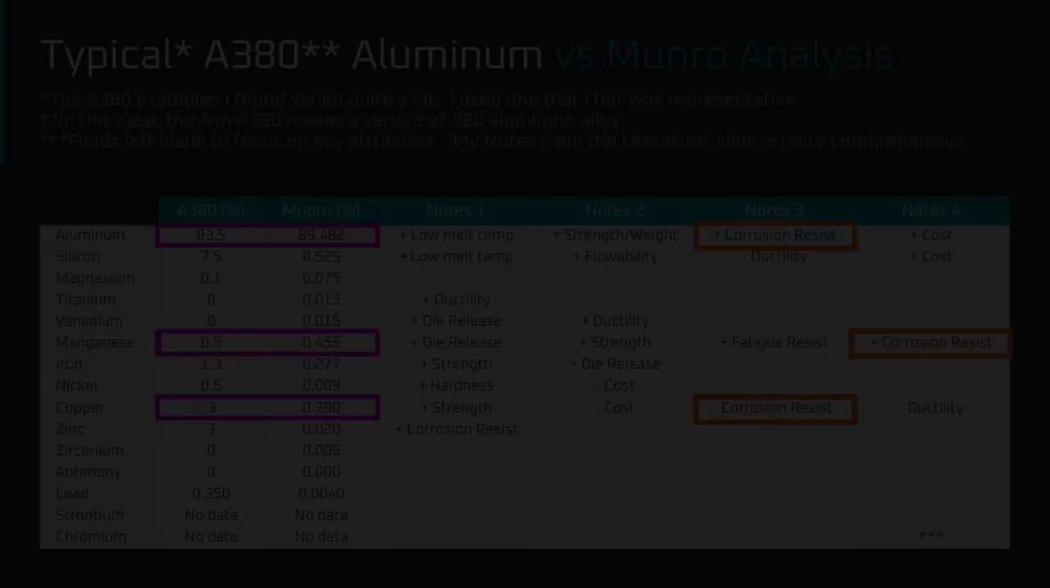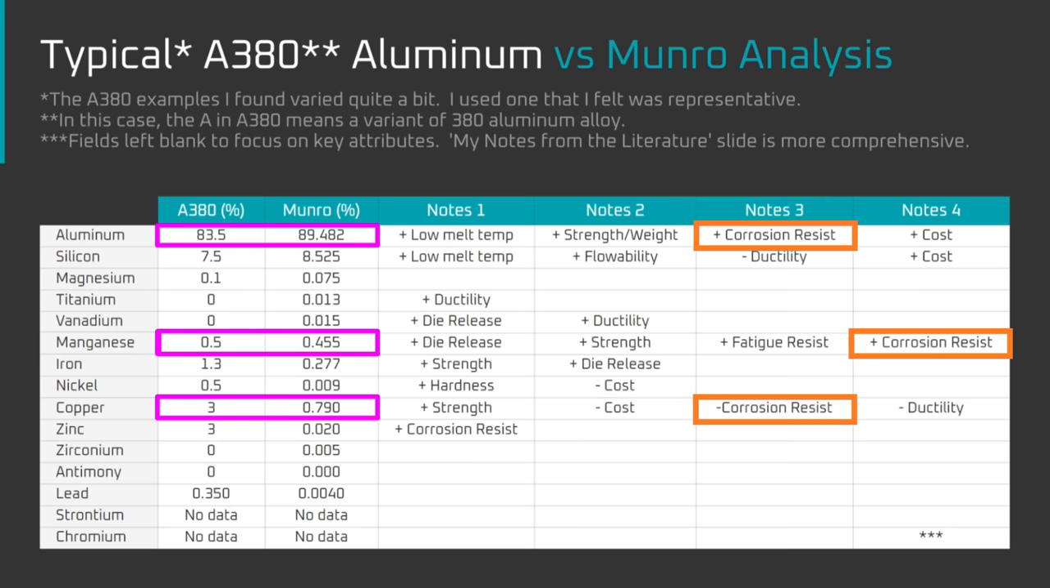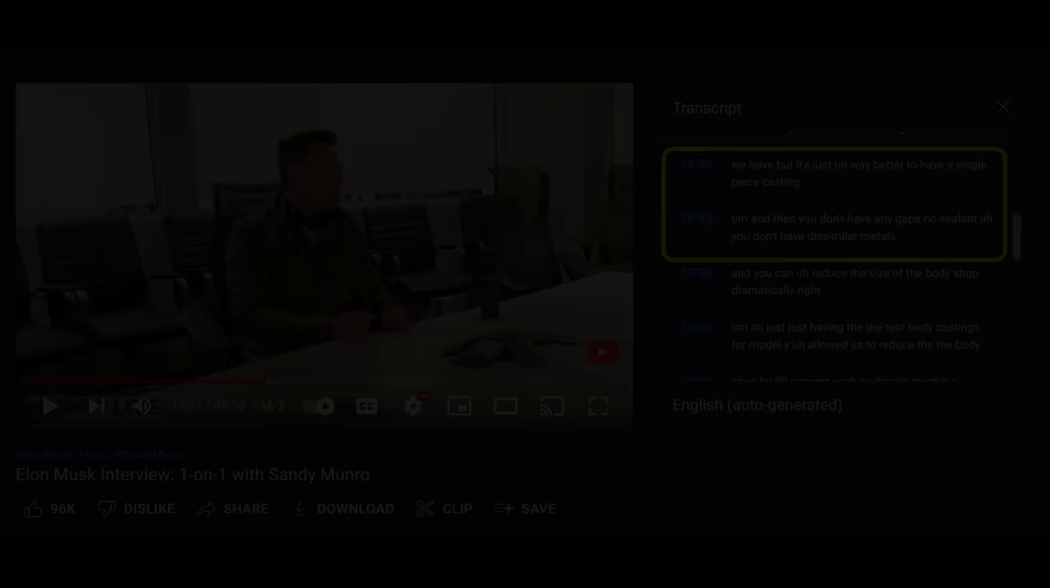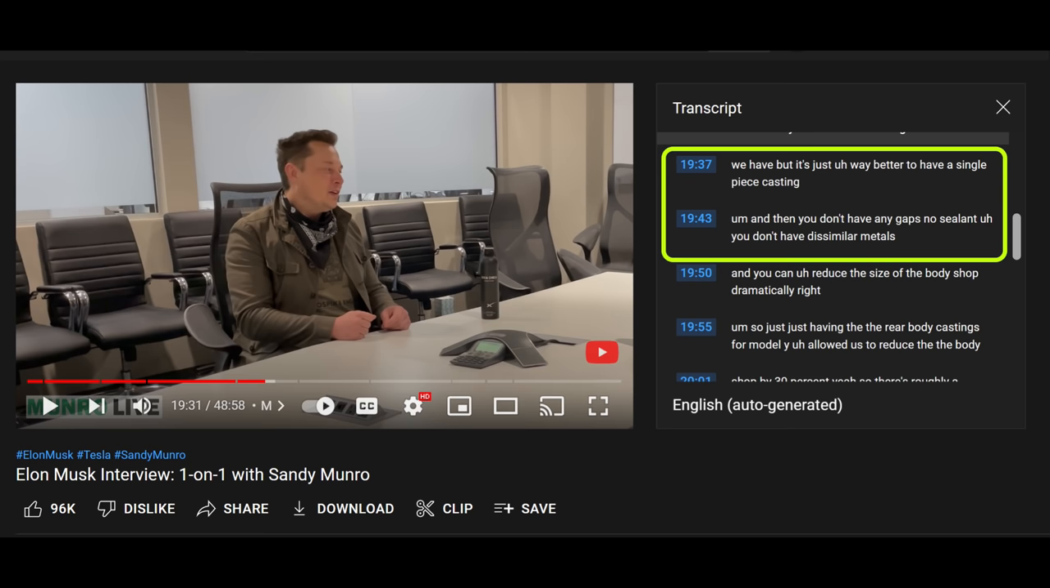Tesla solved potential corrosion issues with their alloy by using high levels of aluminum, low levels of copper, and high levels of manganese. This combination of metals should reduce reactivity. With regards to galvanic corrosion, that is, reactions with other metals, Elon stated in the past that Tesla's team takes into account galvanic corrosion. In other words, the engineers at Tesla aren't a bunch of yahoos slapping metals together. They know what they're doing.